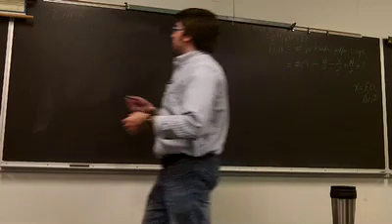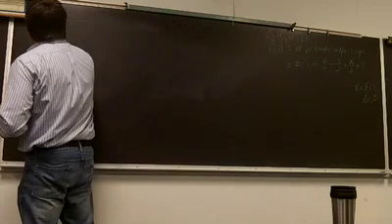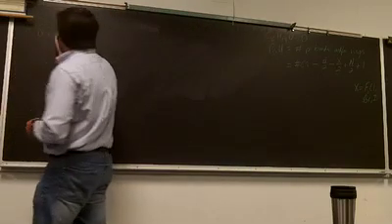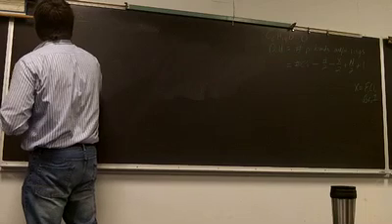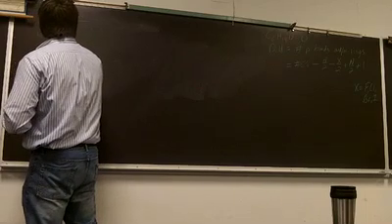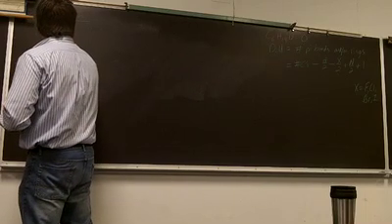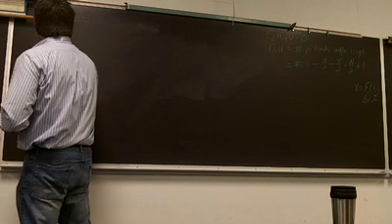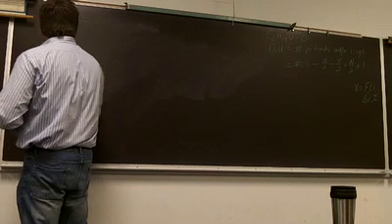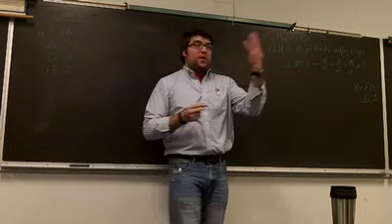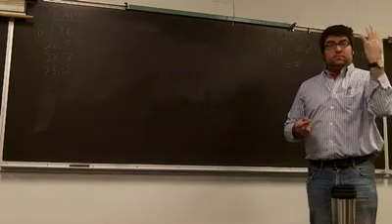What else? What information did they give us? C13, they told us what? 17.6. 26.5. 38.7. And 73.2. So we have 4 different types of carbons, right? 4 different types of carbons.